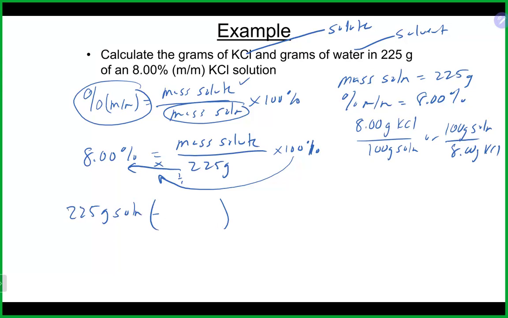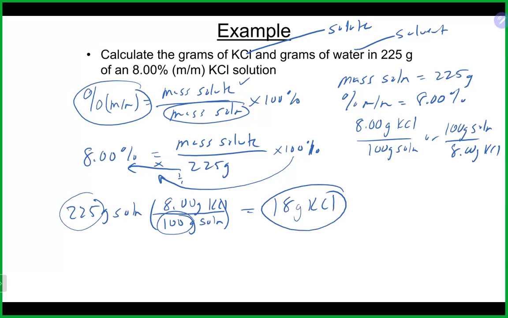Use the conversion factor on the left there: 100 grams of solution is 8 grams of KCl. That will give you your multiplying by 225 and your dividing by 100, without having to rearrange the equation. So whichever way you like to do it, you get the same answer. If you do either way, that should get you about 18 grams of KCl. And that basically is what you would have on the other side.